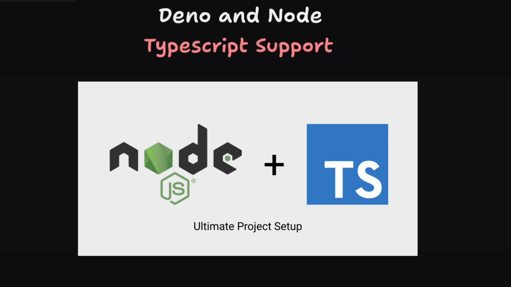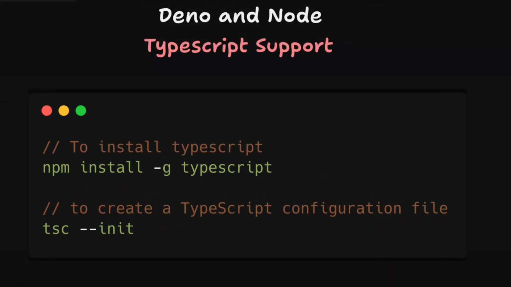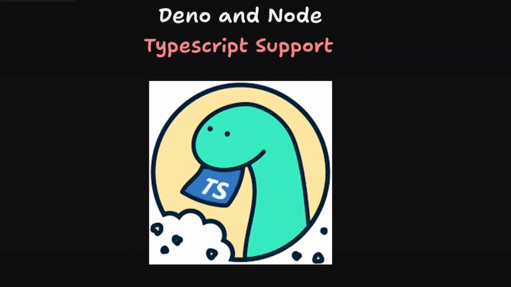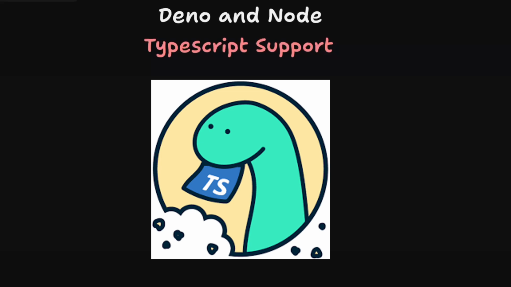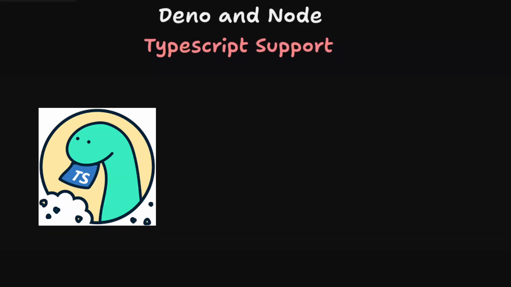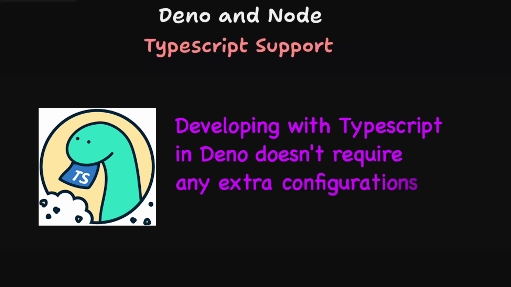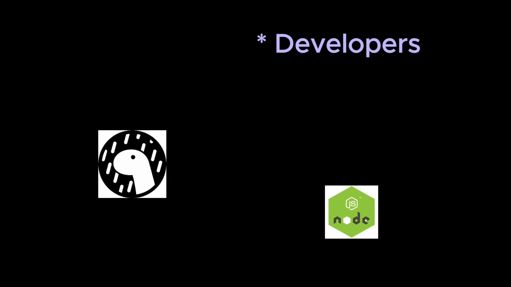If you already have Node and npm installed, you just have to run npm install -g typescript to install TypeScript on your machine globally. Next, run tsc --init to create a TypeScript configuration file. The TypeScript compiler tsc can then be used to compile your .ts files. Deno is the appropriate framework if you like TypeScript and prefer things out of the box. Also, developing with TypeScript in Deno doesn't require any extra configuration.